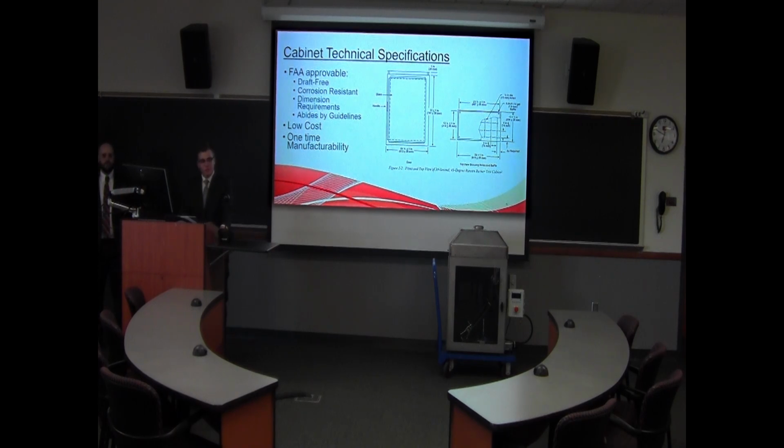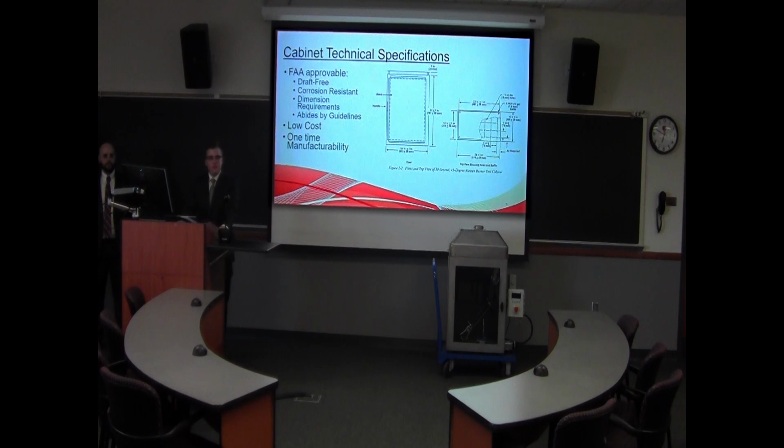We also have dimensional requirements that we need to meet. The cabinet dimensions that the FAA states we need are 24 inches long by 12 inches deep by 31 inches high, plus or minus 1 inch on each tolerance, so that we can have just a little bit of wiggle room, but we still need to fall within those dimensions.